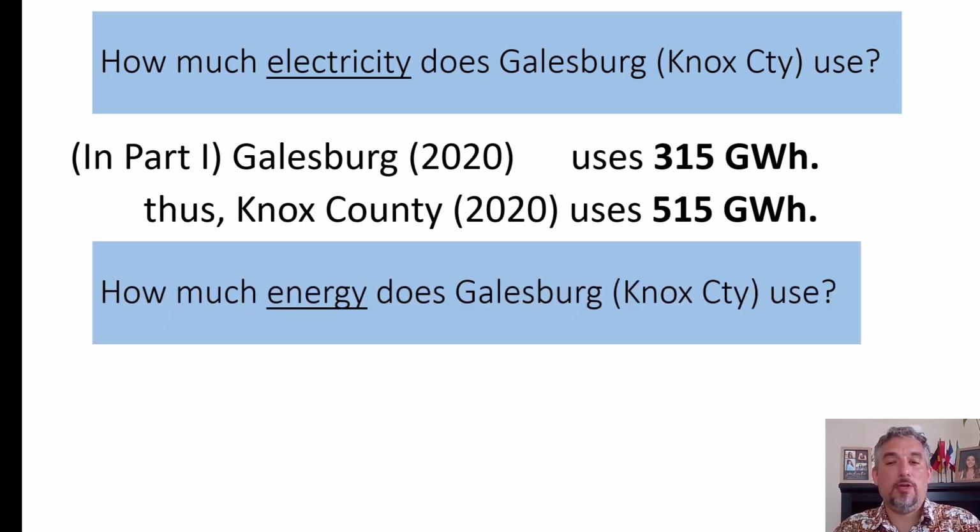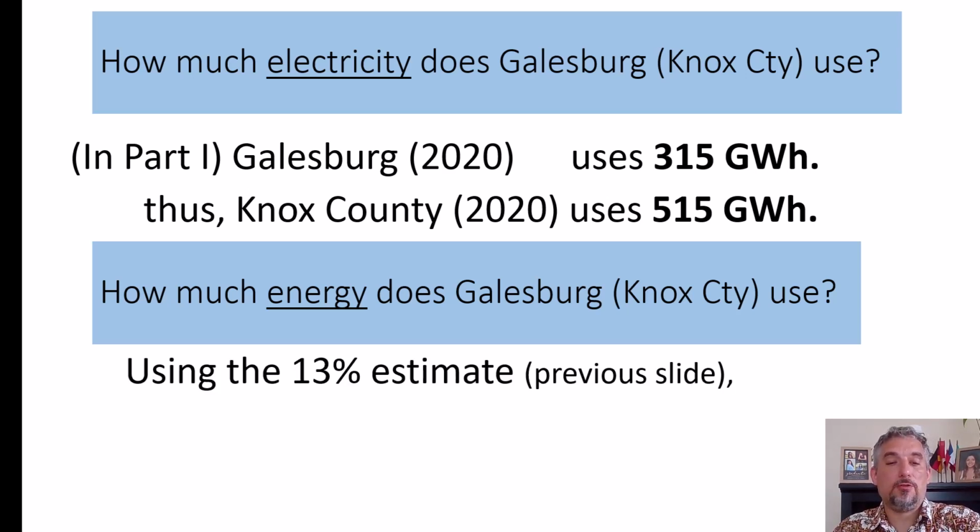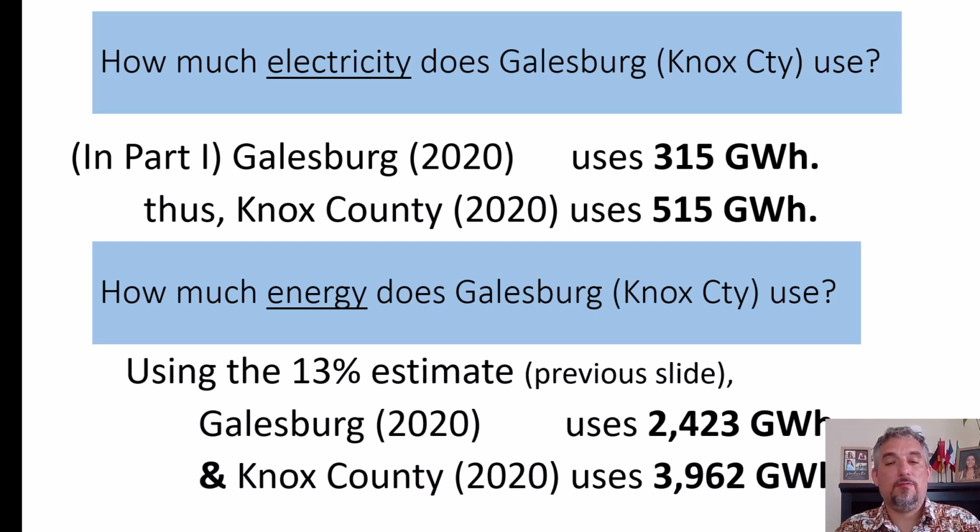Now, how much energy do we use? Well, given the number used in the last chart, we can extrapolate this number and say, if this is what electricity is, we can then estimate the energy. And using the 13% estimate, you can see that Galesburg uses about 2,400 gigawatt hours of energy, and Knox County uses about 3,900 gigawatt hours.